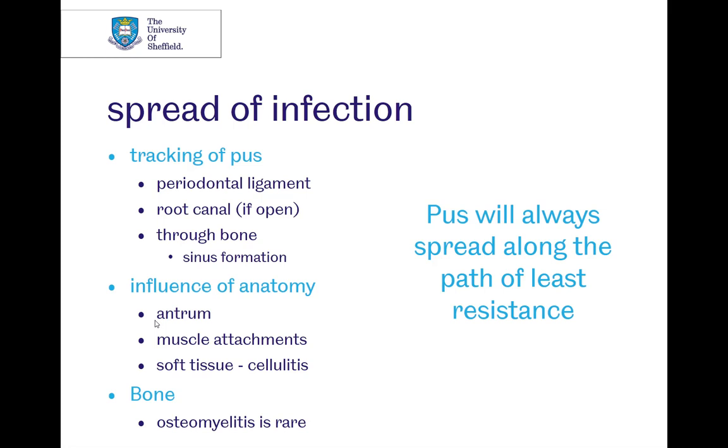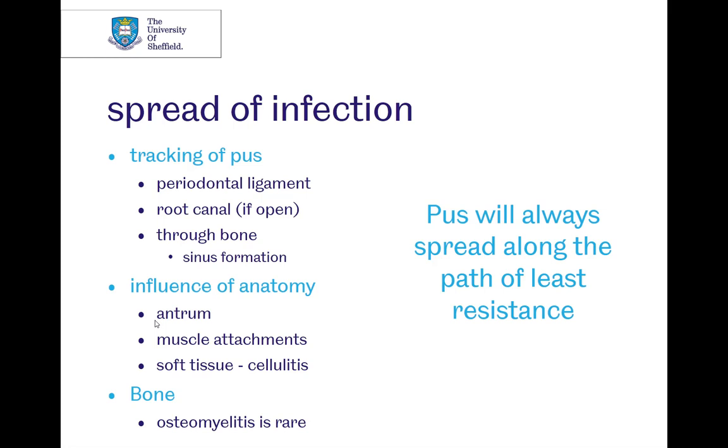What you actually get in terms of the direction in which pus tracks is determined by a number of different things. The important thing is that it will always spread along the path of least resistance, so it will go the easiest way. And the anatomy of the area does dictate quite a lot of what happens. Remember, within the maxilla, you may have the maxillary antrum, and in fact that can be very close to the apex of some of the upper molars. You will have muscle attachments, which determine where soft tissues are attached and where soft tissue spaces are. And so where exactly the apex of the tooth is in relation to these things will determine how the pus will spread into the greater maxillofacial region.